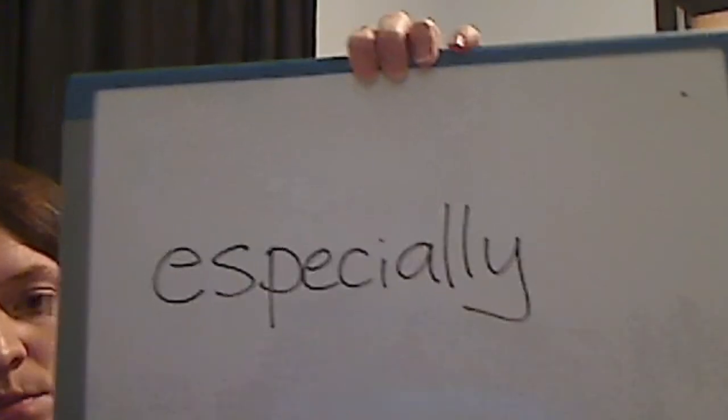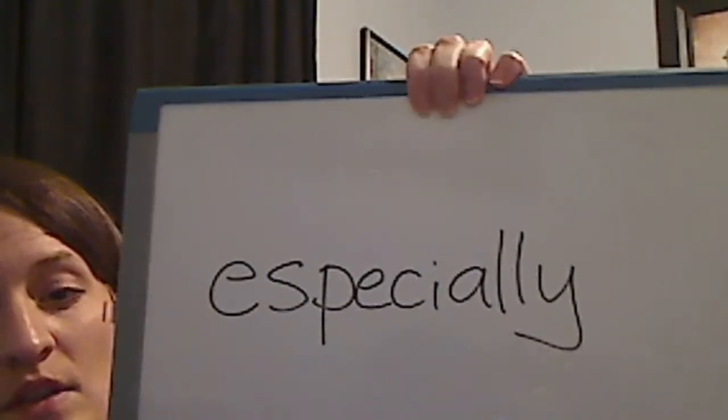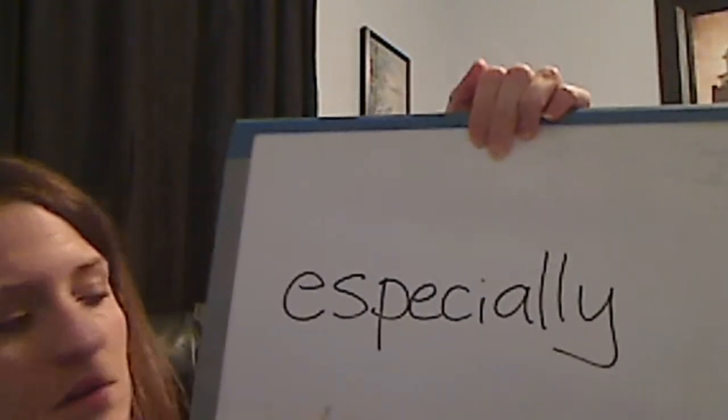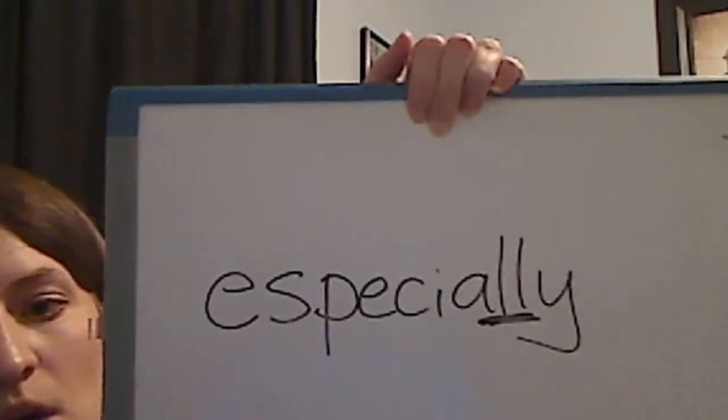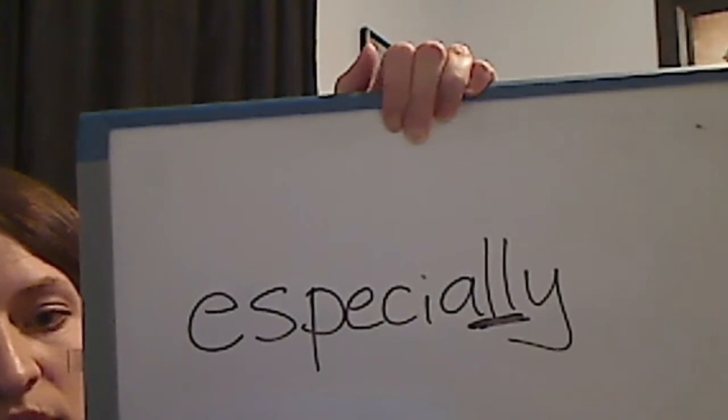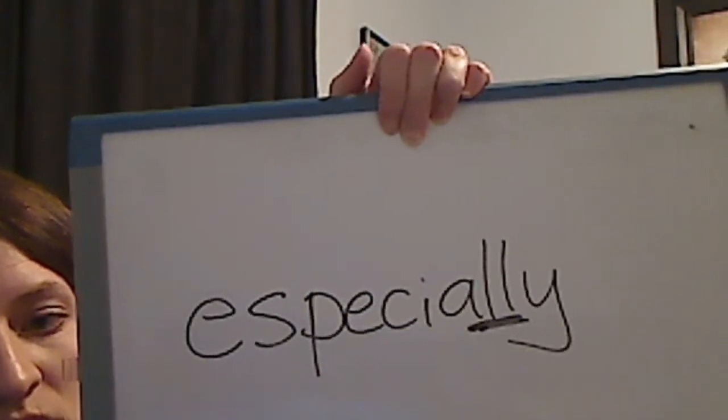Okay. Pause it if you need more time. And here's our answer. Especially. Now, this one was a spelling danger if you remember, because there were two L's when you added that suffix of ly. Don't forget to double the L, especially.